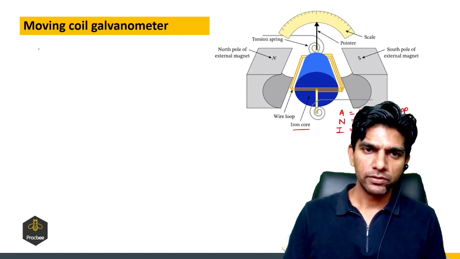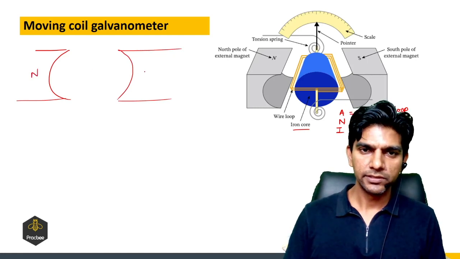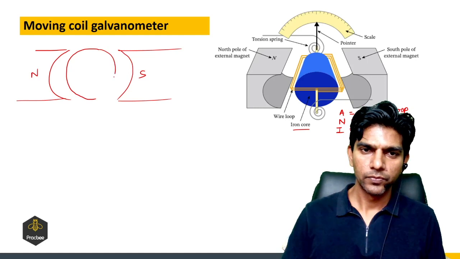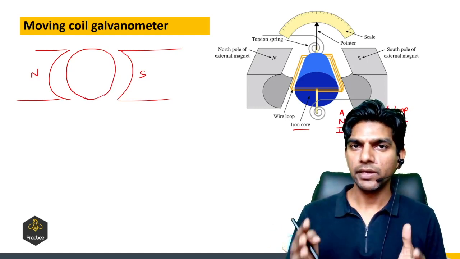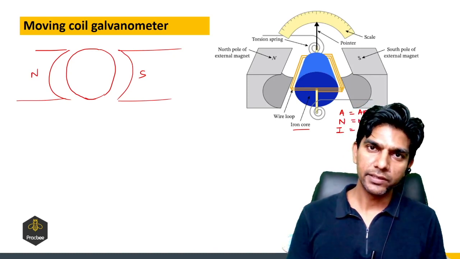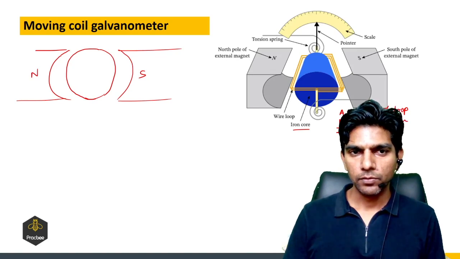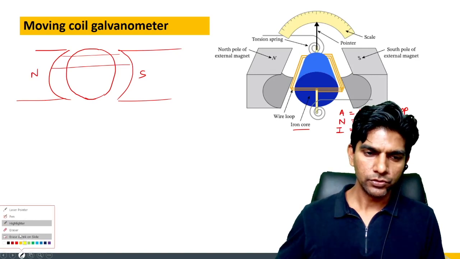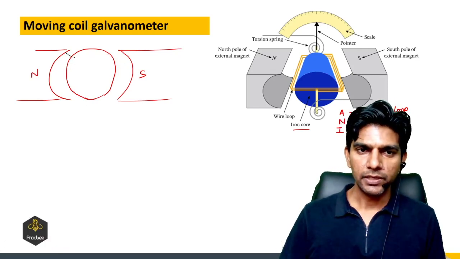So let me show you the cross-sectional view. So this is the magnet, and this is the north pole, this is the south pole, and we have a soft iron core. Now the purpose why we are using soft iron core is because if you place soft iron in an external magnetic field, it gets magnetized. So instead of horizontal field lines, we will get radial field lines. Let me show you. Here the field lines will be like this.